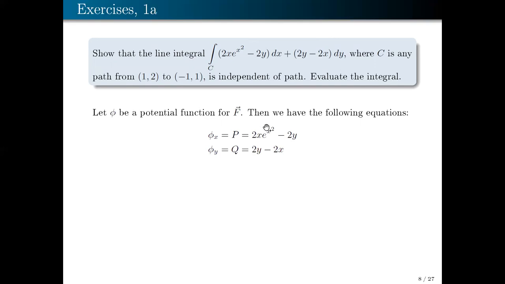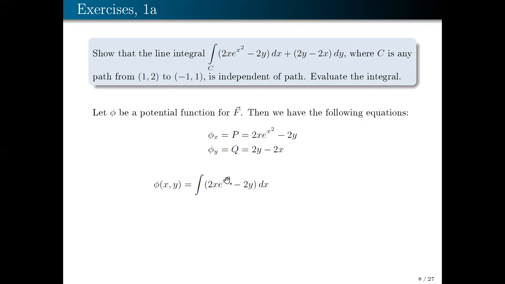So those are the two equations that we will need to solve for phi. Let's start with the first one. We solve in terms of phi sub x first. We integrate now with respect to x to get phi of xy, supposedly. That will be the integral of p dx, keeping y constant.